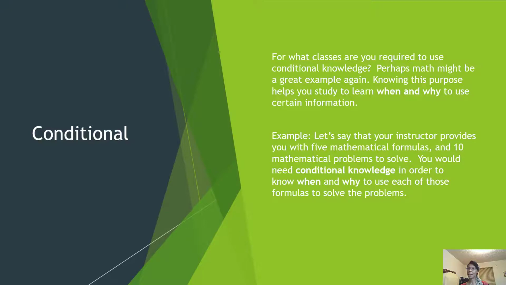Math may be a great example again, but the purpose of this knowledge is so that you would know when and why to use certain information. In other words, conditional knowledge requires you to know when and why to use that information. So here's an example of that.